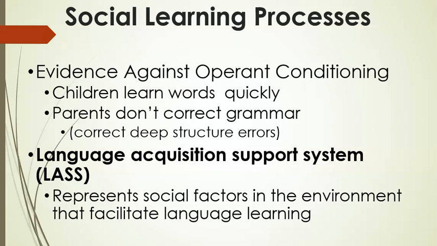Now, there's this thing called the Language Acquisition Support System, or LASS, and this represents social factors in the environment that facilitate language learning. An example of this would be when you bring a child to, say, preschool or daycare, where they can interact with other children. Then they can practice their language, and they can also learn new words. They can learn other rules of the language by interacting in this social interaction.